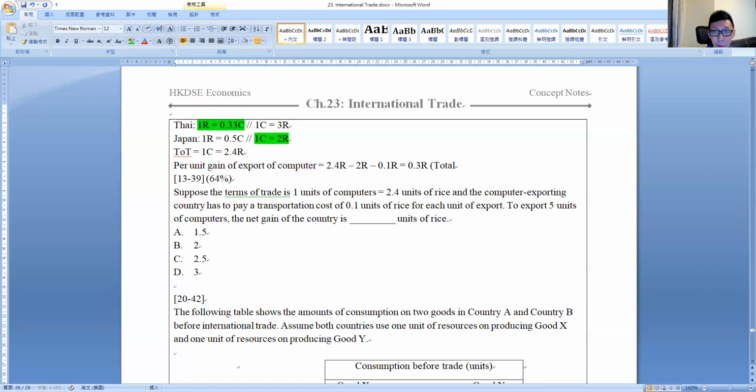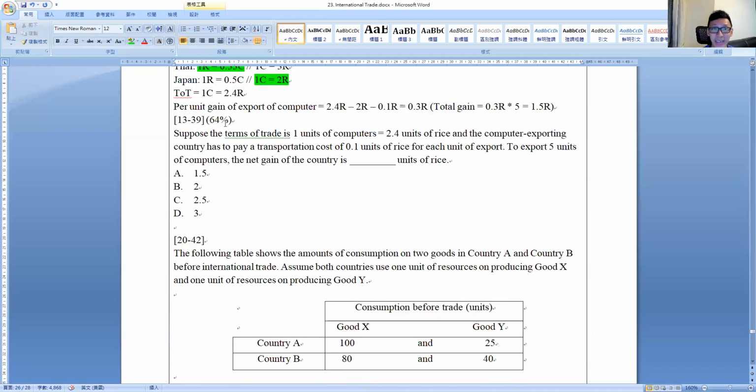So, what would be the total gain? 0.3 rice, since you are exporting 5 units of computer. Each gains 0.3, so in total, times 5, that would be 1.5 rice. Okay, 1.5 units of rice. That would be A.